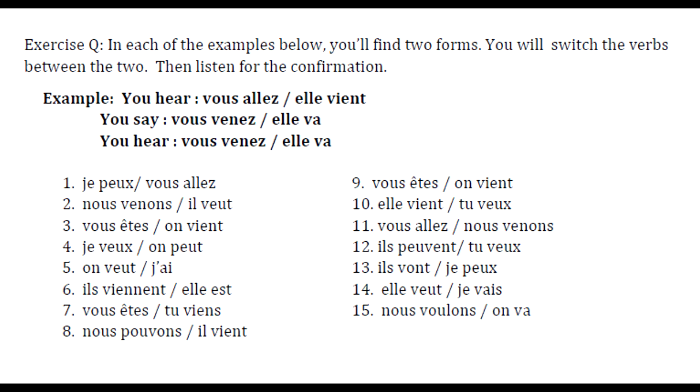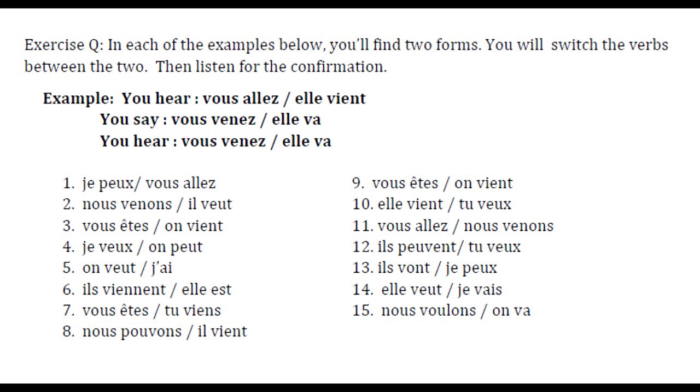Number 2. Nous venons, il veut. Nous voulons, il vient. 3. Vous êtes, on vient. Vous venez, on est. 4. Je veux, on peut. Je peux, on veut. 4. On veut, j'ai. On a, je veux. 6. Ils viennent, elle est. Ils sont, elle vient.